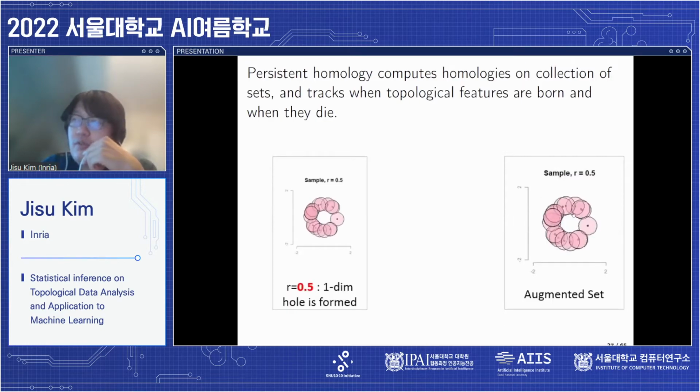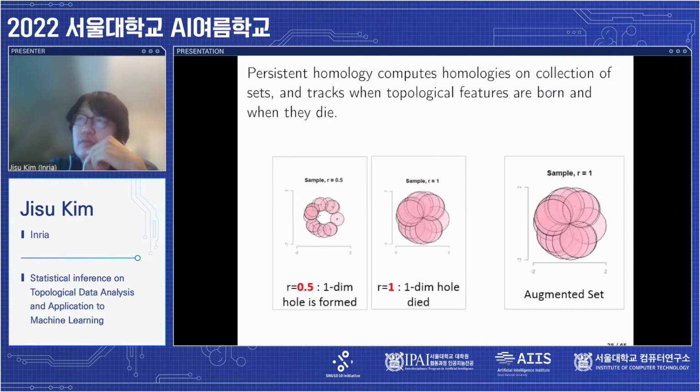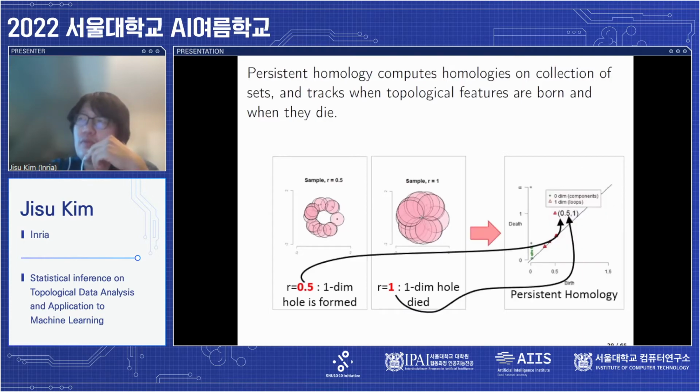Then, for example, when the radius becomes 0.5, you'll see that a loop is formed here. And as you increase the radius further, for example if the radius becomes 1, then you'll see that the loop structure is collapsed because the inside hole is filled. So as you change the radius from 0 to infinity, this loop structure appears at 0.5 and disappears at 1. So this 0.5 is called the birth time, and this 1 is called the death time.